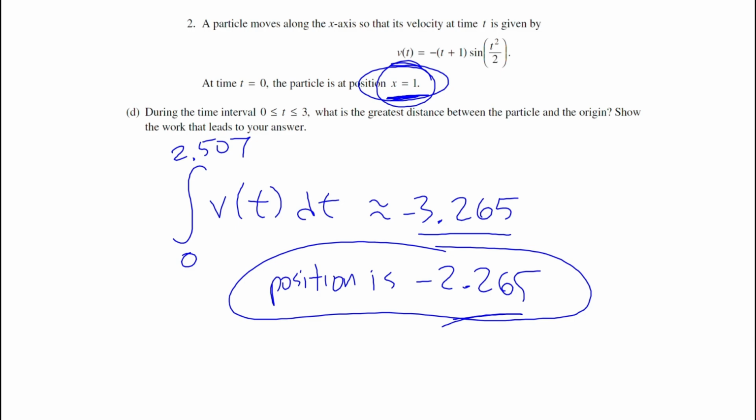And so that is worth 2 points. 1 for the total distance it travels and 1 for the actual answer. And that is the end of this motion question, which was question number 2 from the 2003 AP Calculus AB exam.